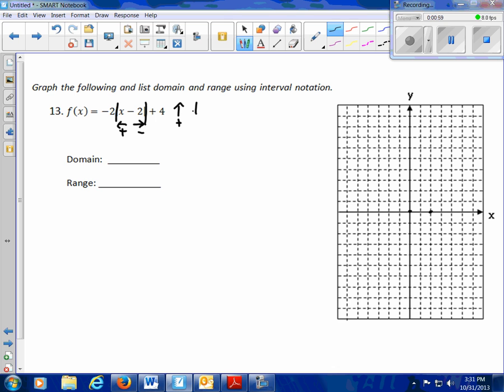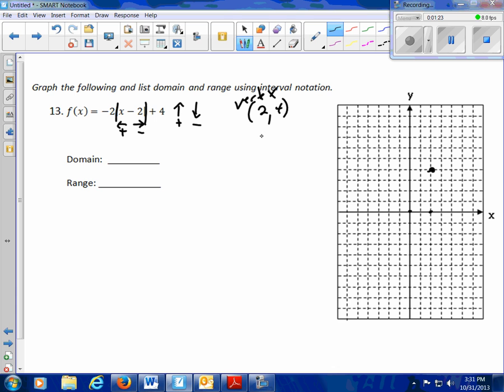And if I add or subtract the number on the outside, if I add, it shifts it up. If I subtract, it shifts it down. I know that adding 4 on the outside is going to shift it up from there. 1, 2, 3, 4. So my vertex is actually going to be positive 2, positive 4. And all that means is that's where the V comes to a tip on my graph.